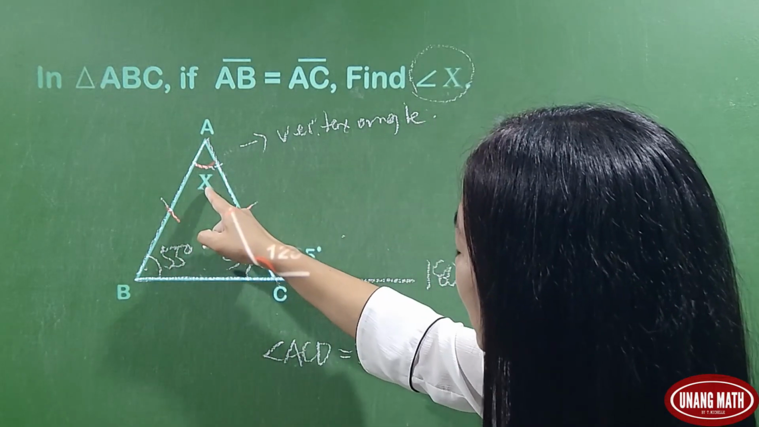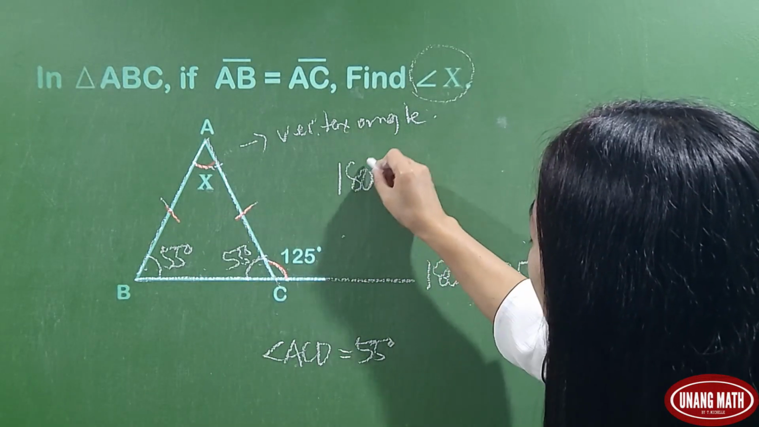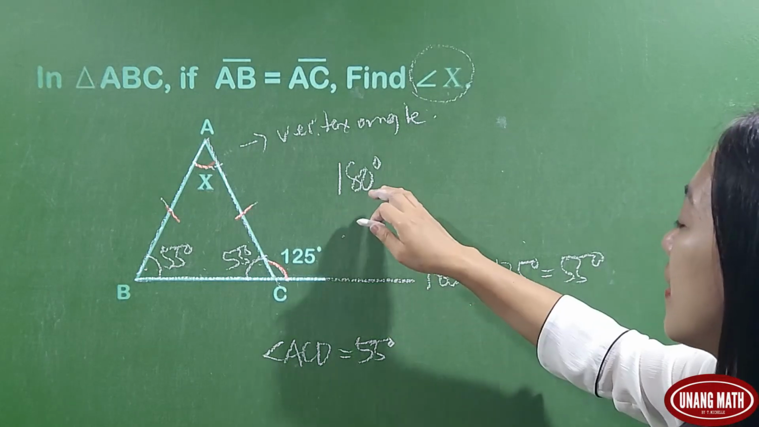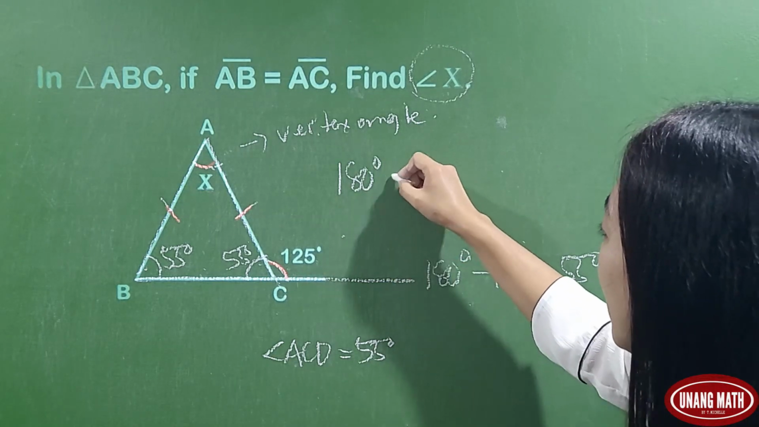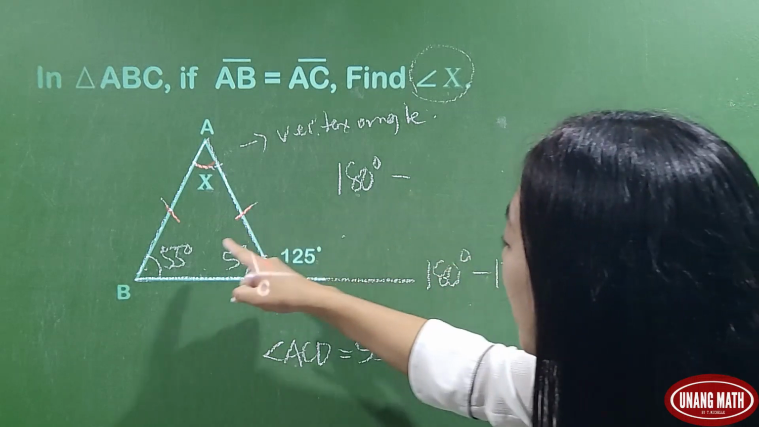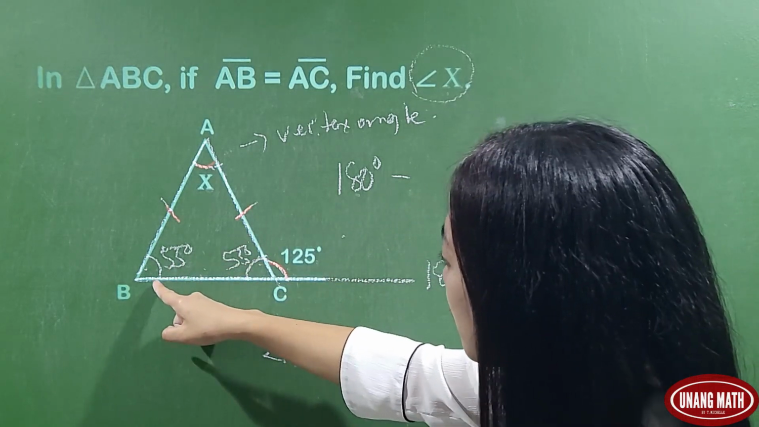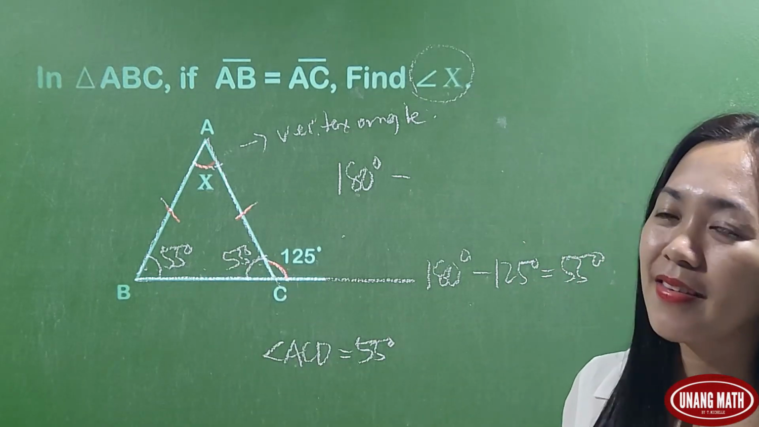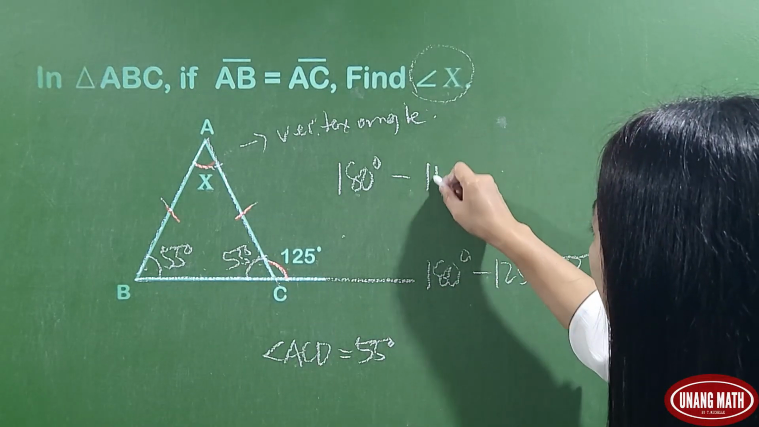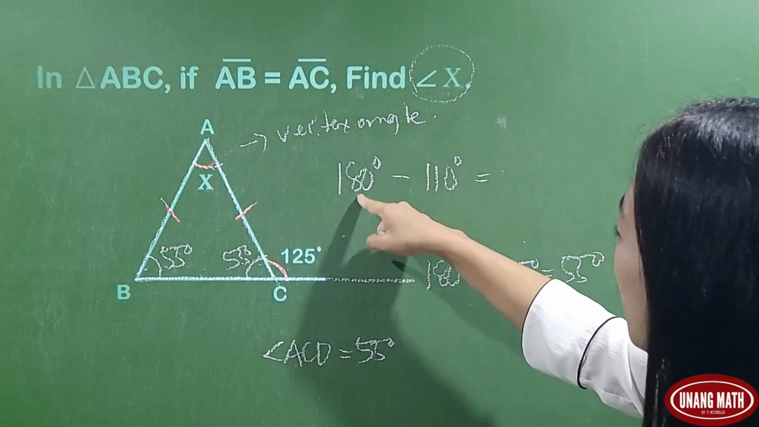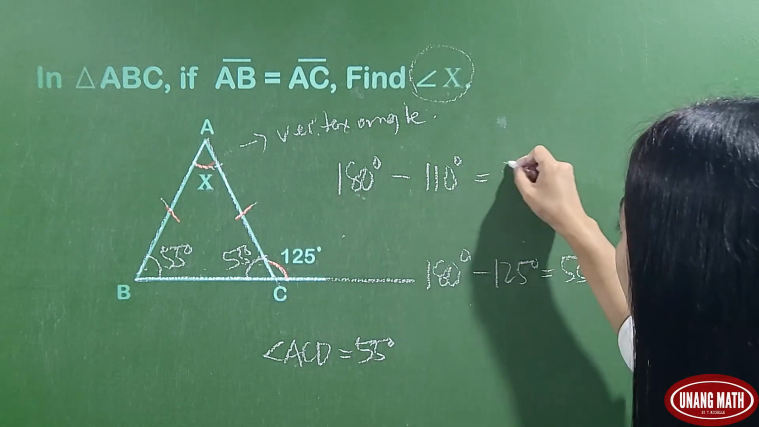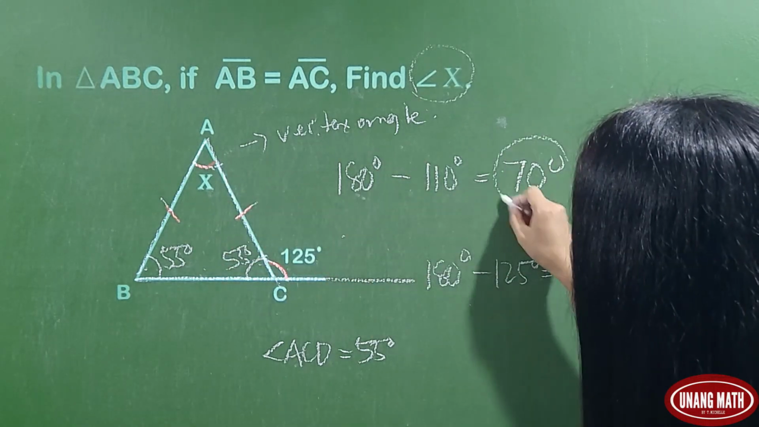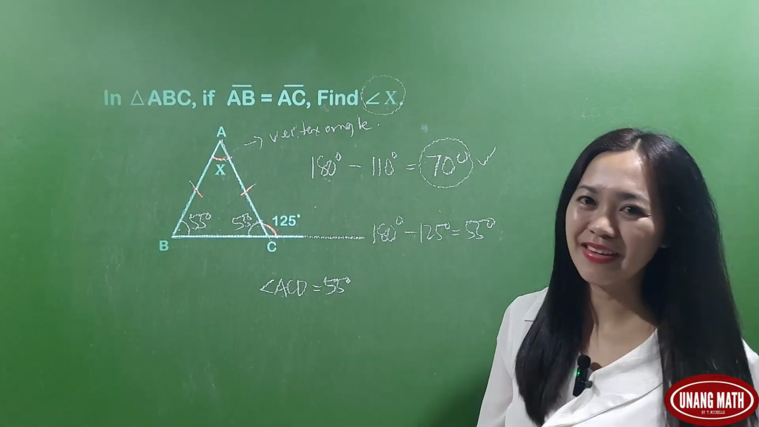So to find angle X, 180 degrees, because the sum of the three interior angles of any triangle is 180 degrees. So 180 degrees minus the sum of this angle and this angle. So 55 plus 55 is 110. So 180 degrees minus 110 degrees, then that means angle X is 70 degrees.